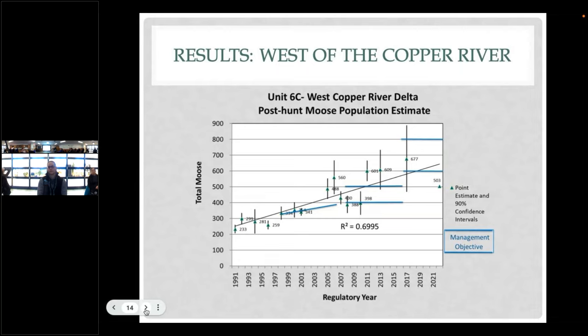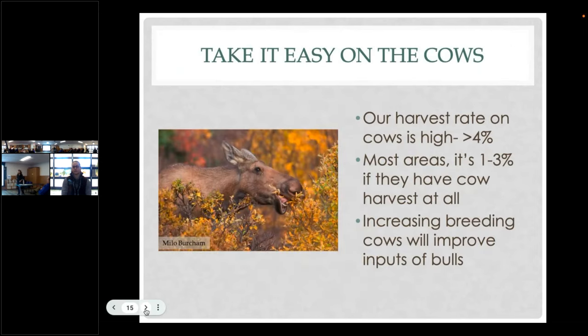Usually that's what we do, even though what I said is true, that any range of values within this range is possible and equally likely. We usually just manage for this middle number. And so now our objective is going to be to bring that number back up into those objectives. So how are we going to do that? It's going to be pretty easy, I think, because all we need to do is take it easy on cows.